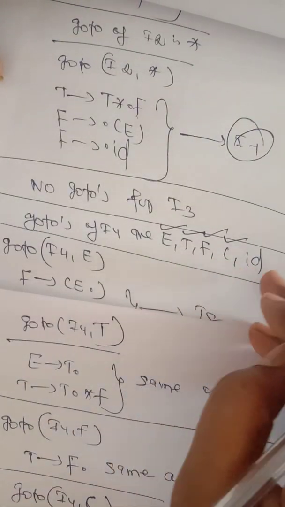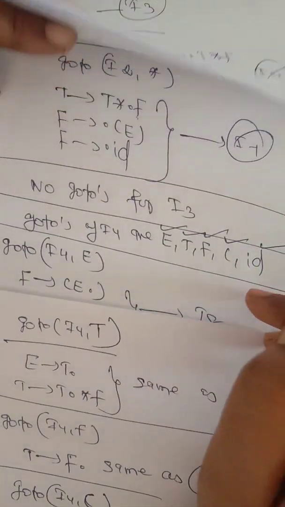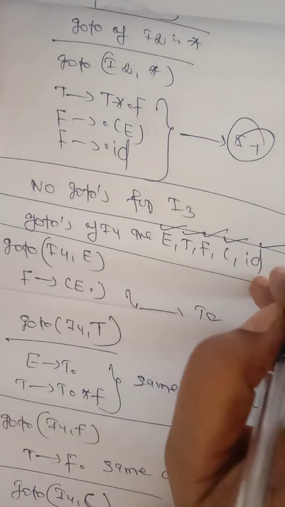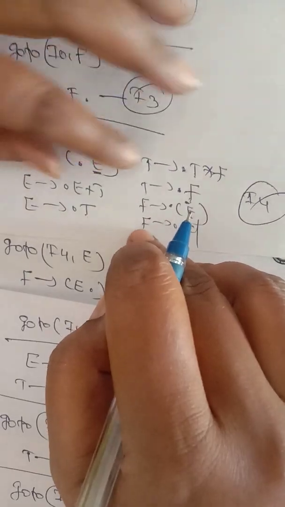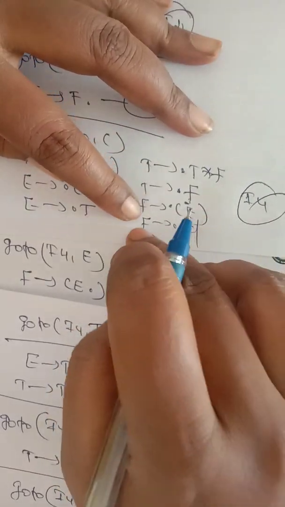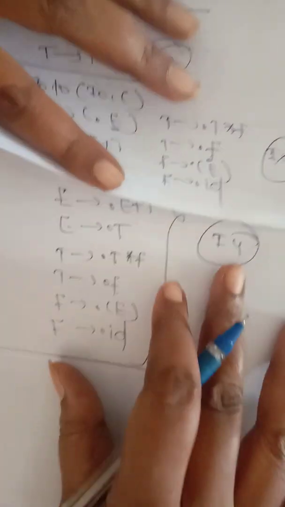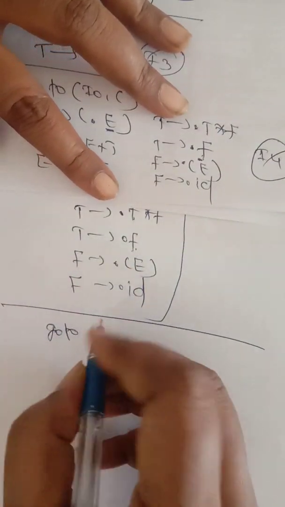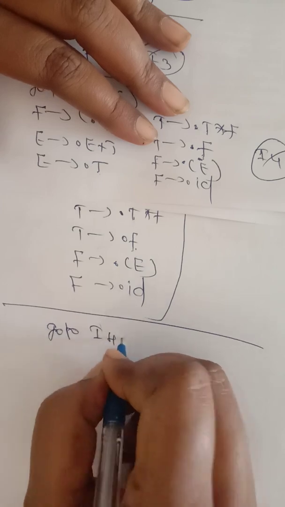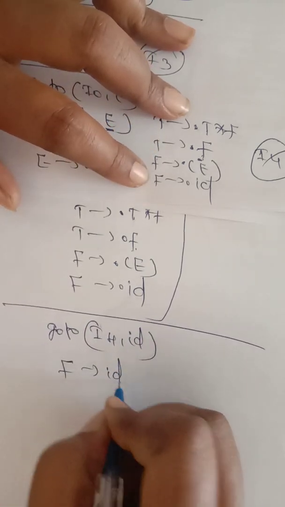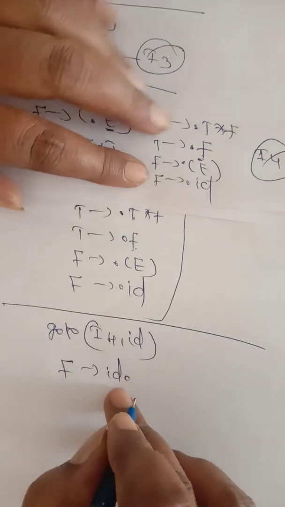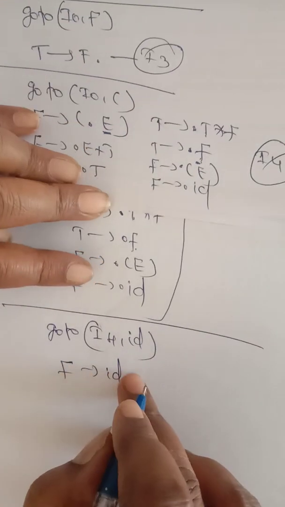Okay. So now we apply open bracket. Next we have to apply ID. Goto I4 comma ID. So what is I4? This I4. Here where we are having ID means F goes to ID dot. So apply goto I4 comma ID. So the answer is F goes to ID dot. Then compare this with available set.